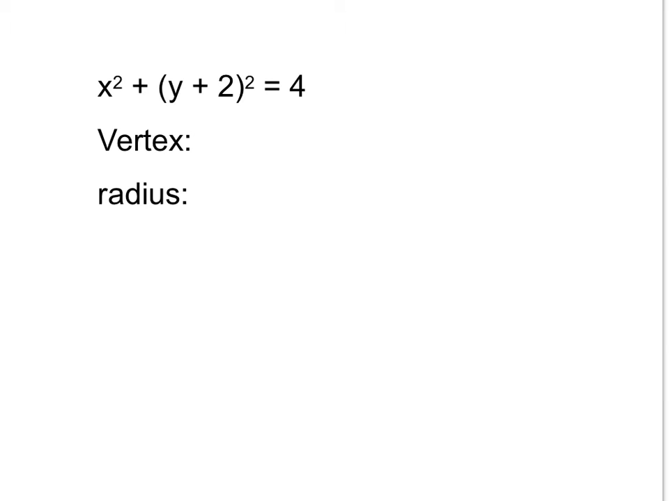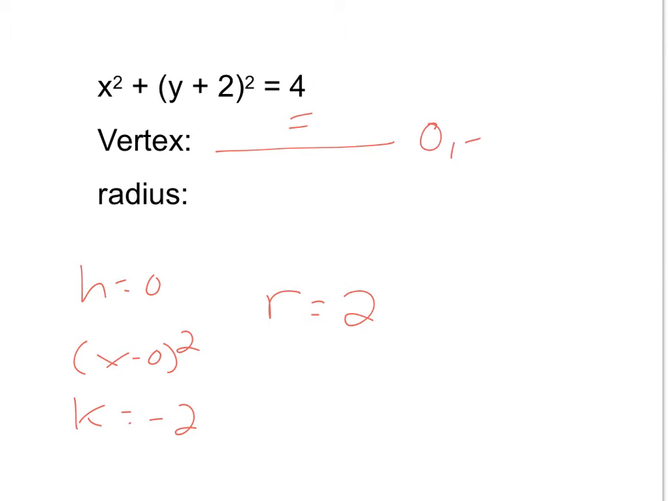Let's try one. So looking at this equation right now, let's figure out where the center is and how big the radius is. Well, in this case, our h is 0 because that's x minus 0 squared. Our k is negative 2 because that's y minus negative 2 squared. And r is equal to 2 because r squared is equal to 4. That's right here. So now our center is at (0, -2), and our radius is 2.